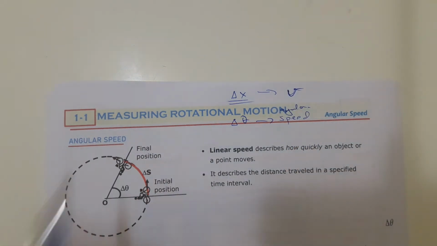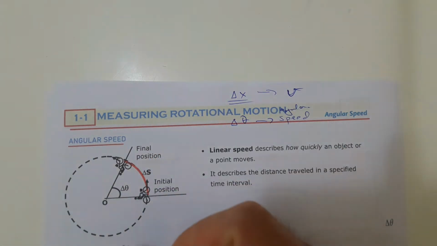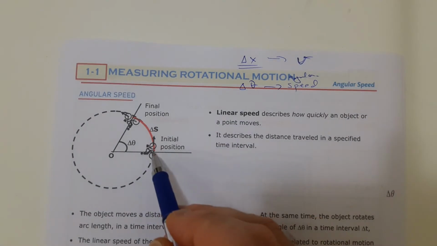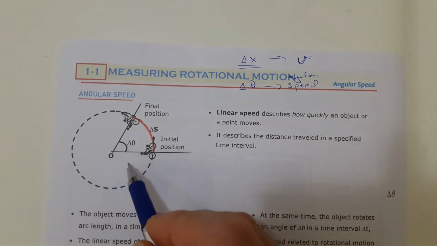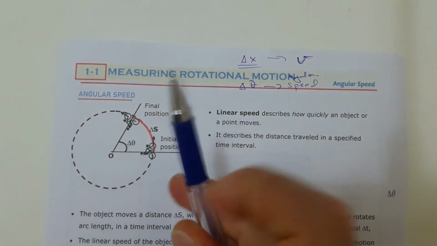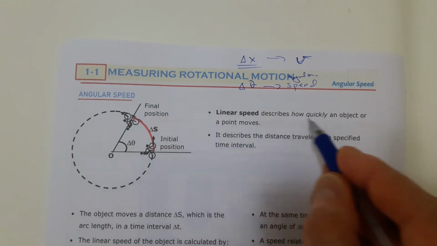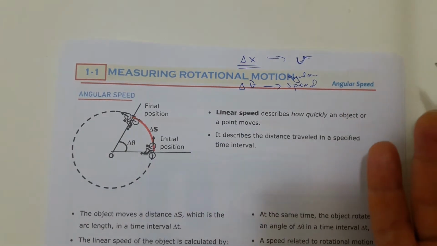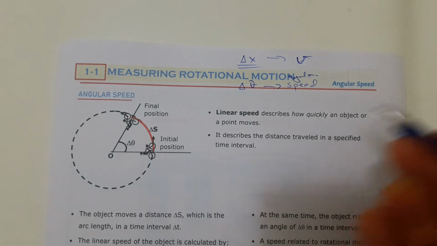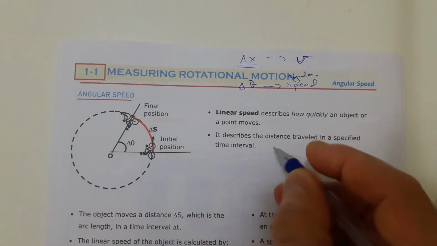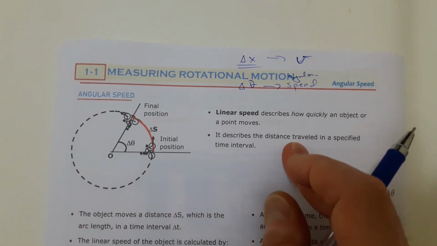Angular speed is defining how fast an object is moving on a circle, or an object is spinning or rotating, how fast. So, as I said, linear speed describes how quick an object or point moves. It describes distance traveled in a specific time interval. Remember, you define it as delta x over delta t.